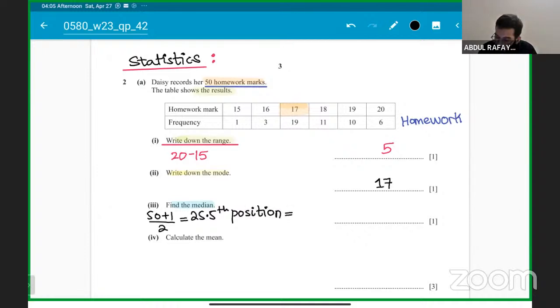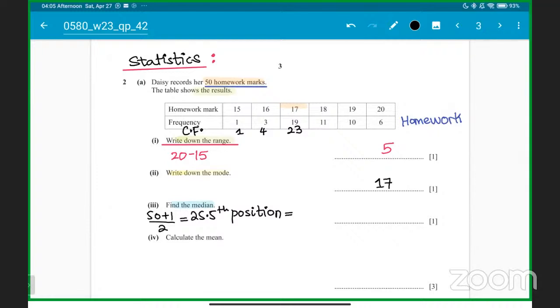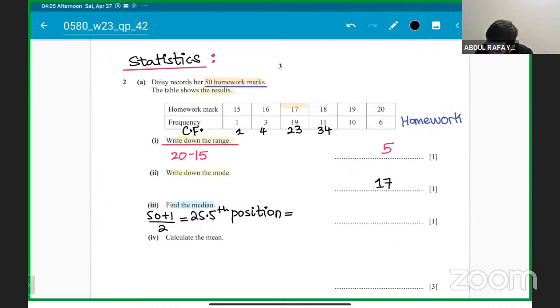How do you find the median in this case? Okay, follow carefully. You will add the frequencies. आप cumulative frequency निकाल लें. It is 1 mark here. This will be 1 plus 3, 4. 4 plus 19 will be 23. Getting it, guys? So it will be 23. Still we have to go to 25, and 23 plus 11 will be 34. So it means that 18 is the median. जो आपका middle value है वो 18 marks वाले homework में आएगा. ठीक है, जिस टेस्ट में 18 marks आ रहे हैं, उसमें हमारे पास median आएगा.